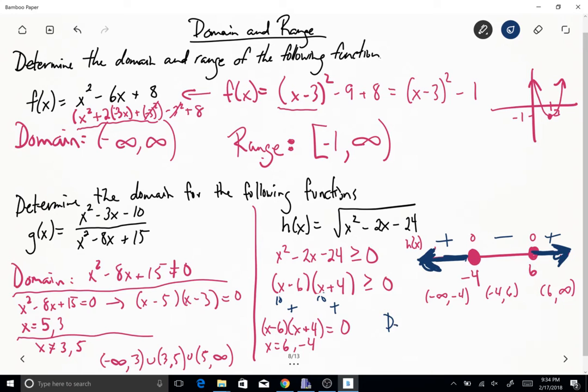So at the end of the day, our domain, in this case, we have negative infinity, but notice we now want to include negative 4. So negative infinity all the way to negative 4 and include it, so we'll put a bracket. Same thing here, we want to include 6, and then we want to take that to infinity. And that's how you do your domains. All right? We can work with radicals, we can work with rational functions, doesn't matter, we know how to handle those things.